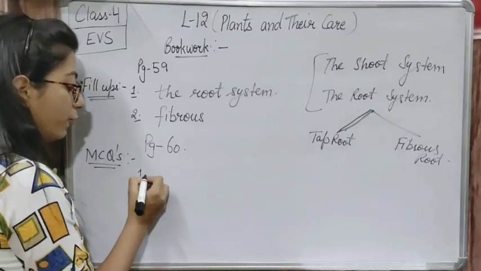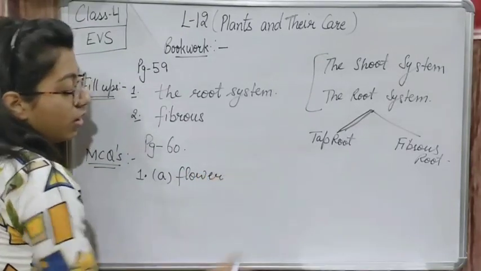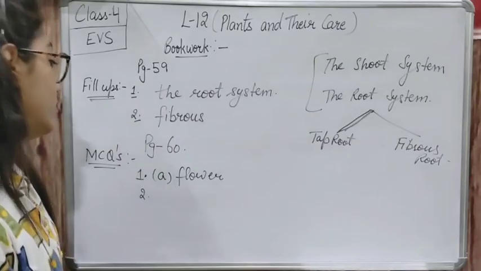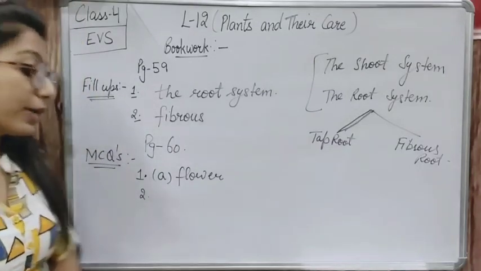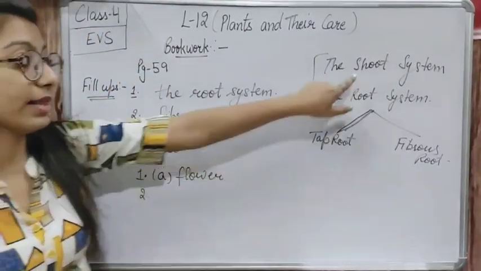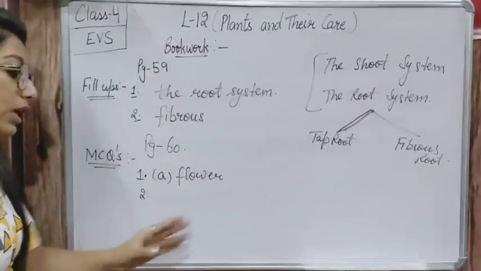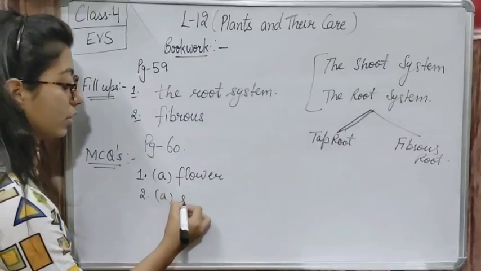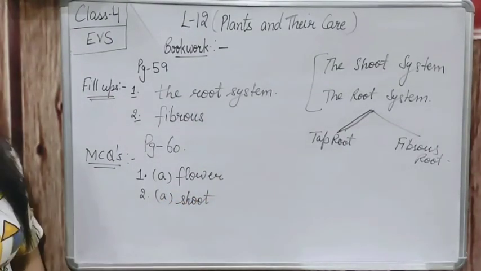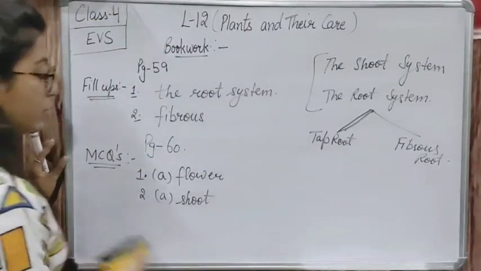So the answer of the first MCQ is option A. Tick on the A option, flower. Then the second one is: the part of plant that grows above the ground is. Okay, so this was about page number 60.